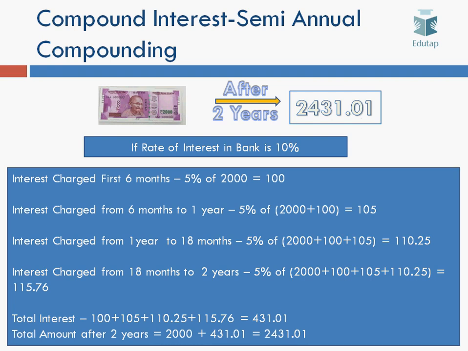Now you must remember, when the compounding was annual, the total amount was 2420 in our previous example, and when the compounding is semi-annual, the total amount becomes 2431.01. So greater the frequency of compounding, the greater would be the total amount after a certain period. That's a very important concept, and a question can be asked on this in the exam.